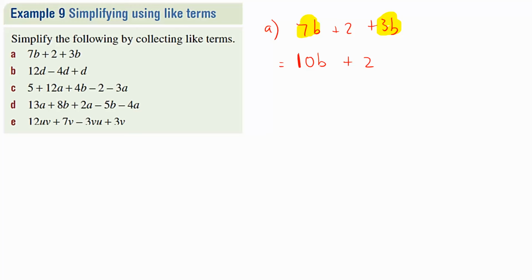Now, most students, when they're first learning collecting like terms, may add these 2 numbers together and say it's 12B. But why is that wrong? Yeah, so they're not like terms. Okay, I know it's just a number, but that's a term. That's a constant term. This is a term, but it's a B term. And I've got 10 groups of these B's.